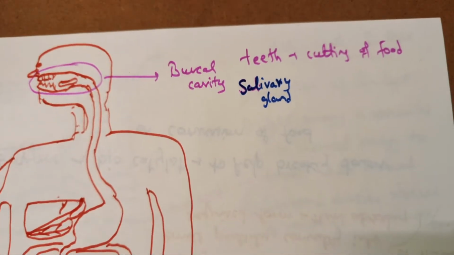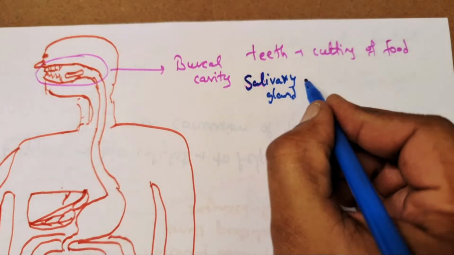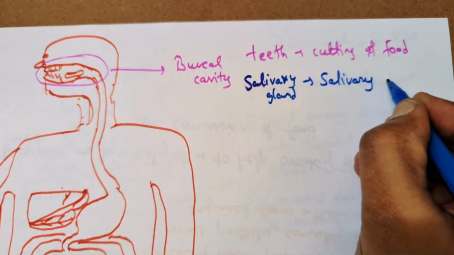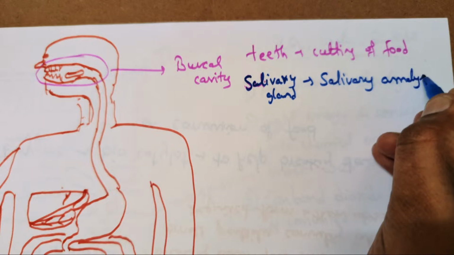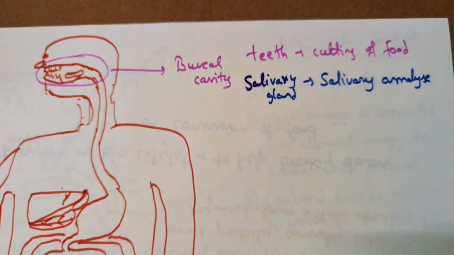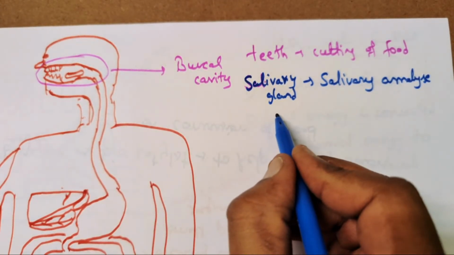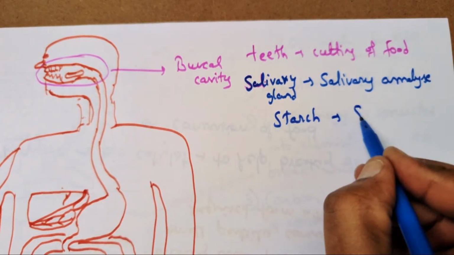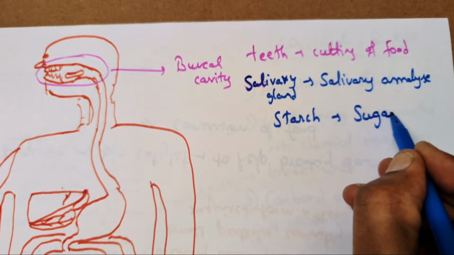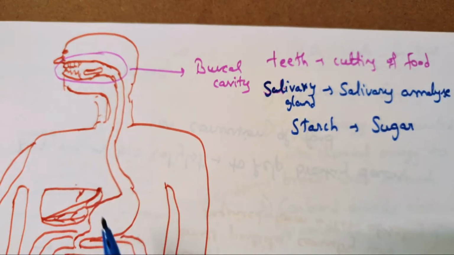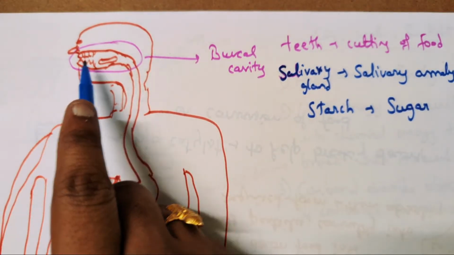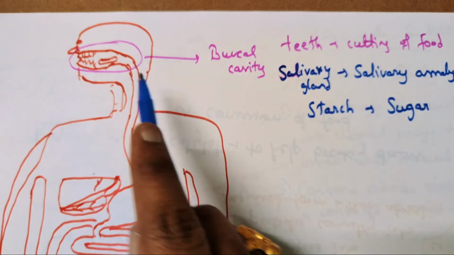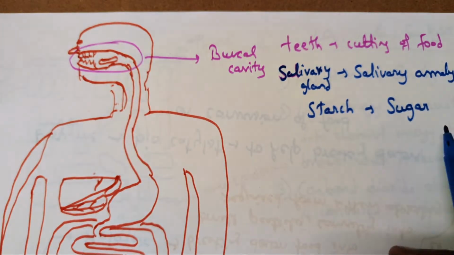So salivary glands produce an enzyme called salivary amylase. So what will this enzyme do? It will break starch to sugar. So whatever food we are taking through the mouth, the salivary glands produce the enzyme. With this enzyme, whatever food is getting converted, if starch is present, the starch will be converted into sugar.